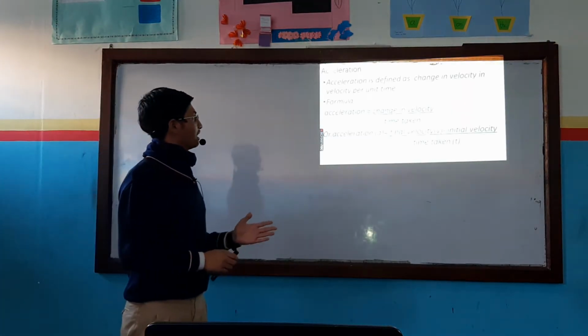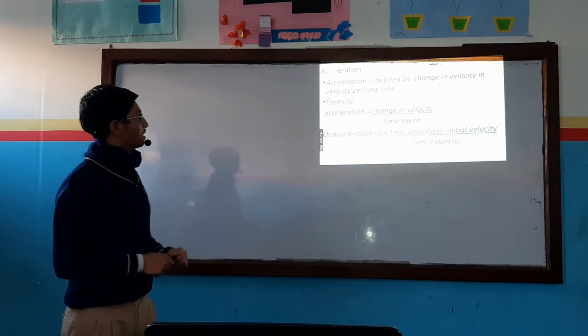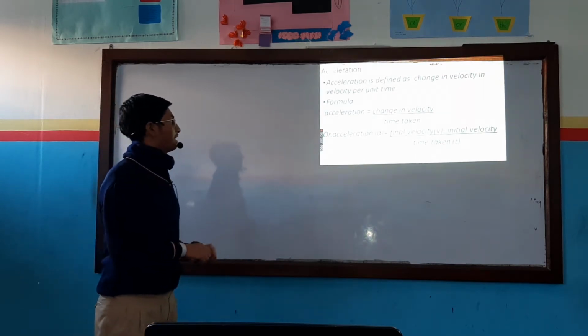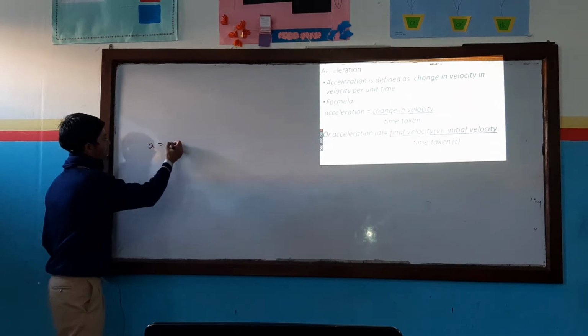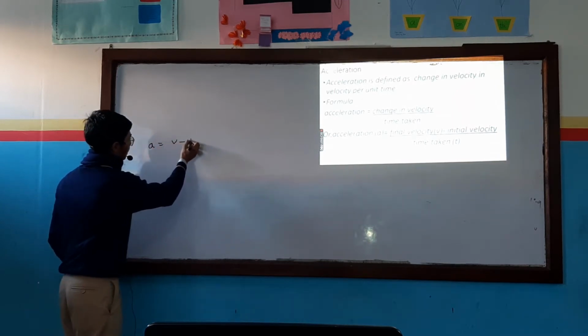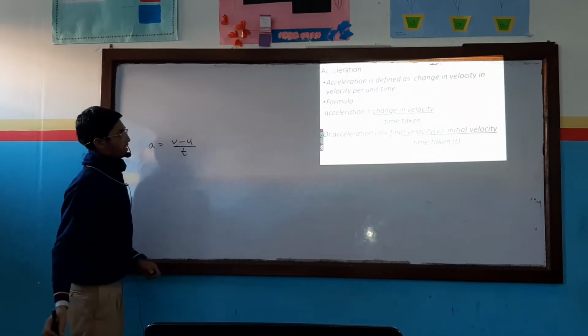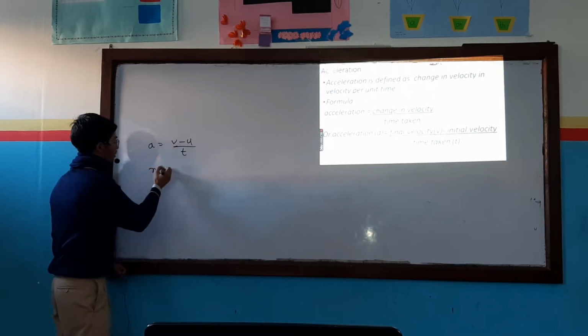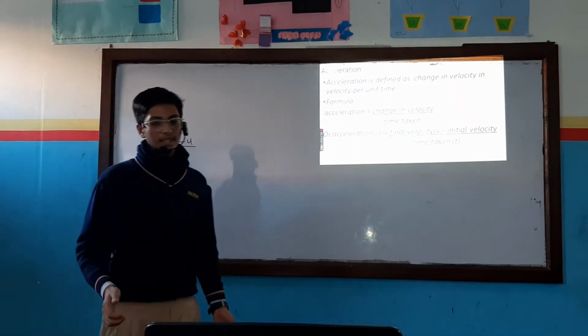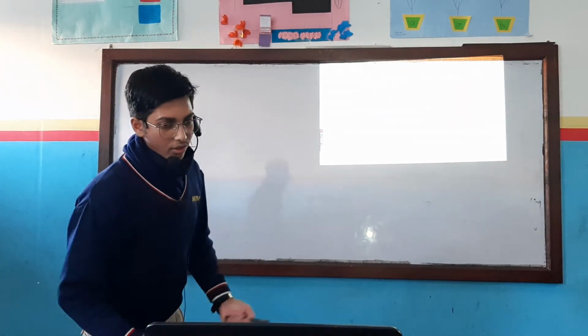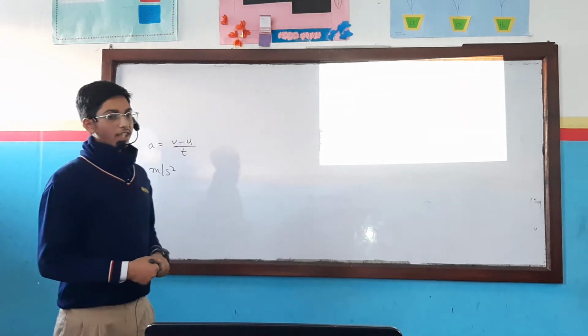Acceleration means the change in velocity per unit time taken. Its formula is: acceleration, denoted by a, is equal to v minus u by t, and its SI unit is meter per second square. Likewise, now we are going to solve some numerical problems related to acceleration.